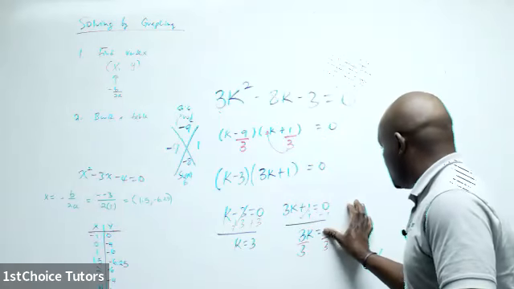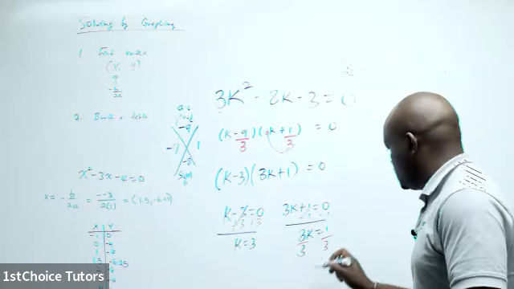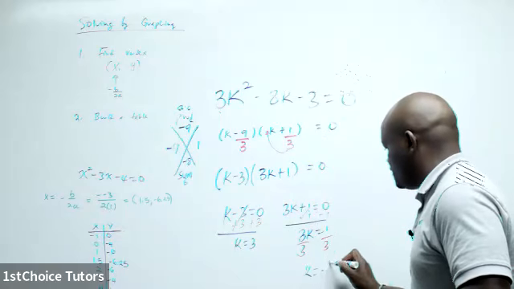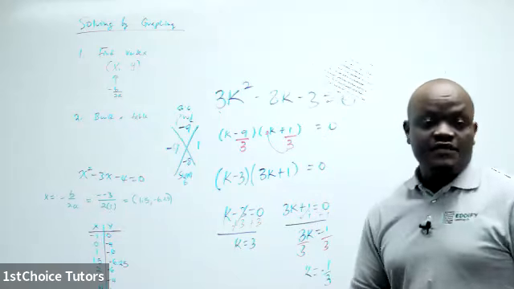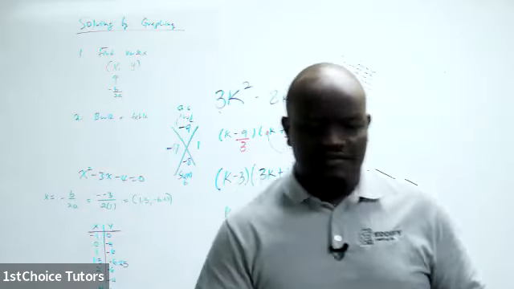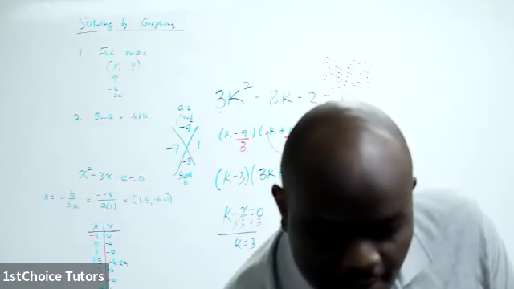Oh, I meant to say -1 here. My bad, not 0. So K ends up being -1/3. Very good job. Thank you. There you have it. You are very welcome.